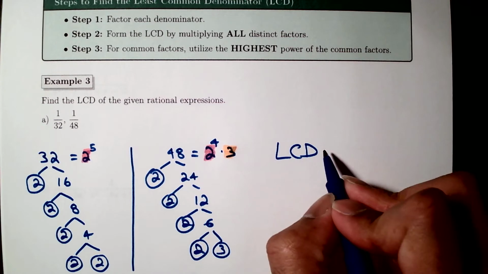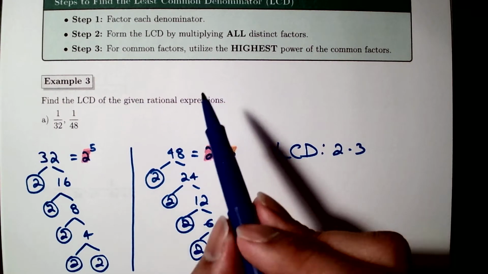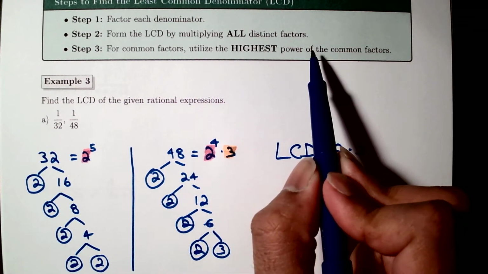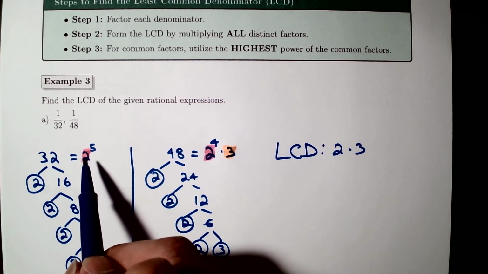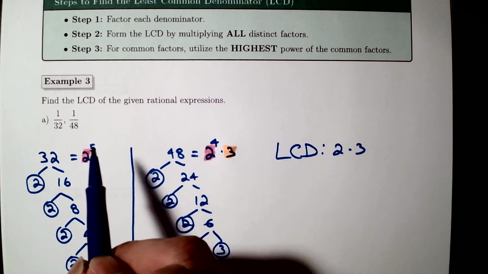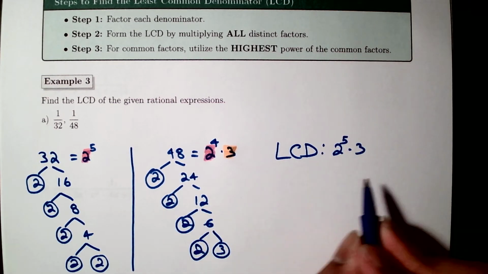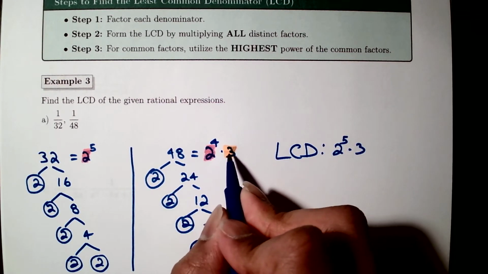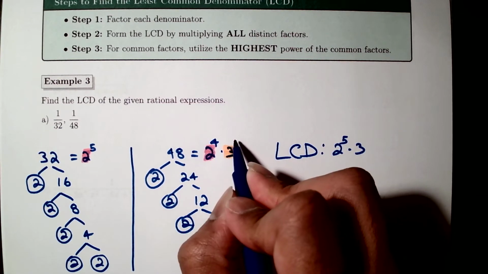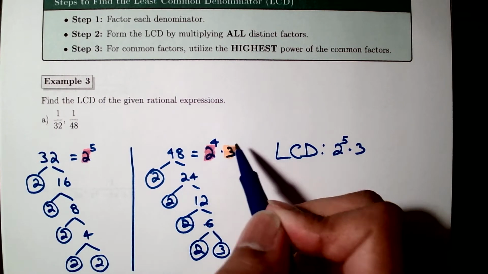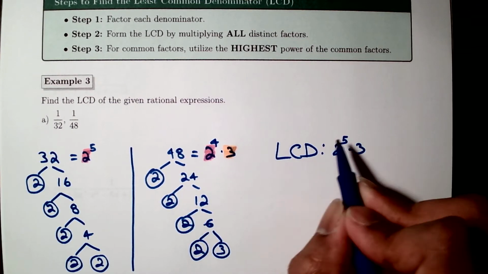Number 1, start by writing the product of the 2 distinct factors and then utilize the highest power of each. Let's look at the number 2. It appears here and there, but one of them has the highest power. The highest power is 5. And then let's observe the number 3. It only appears in the second factor, so we only put it once because the power is 1. If we had it to the second power, we would put the second power. So that's the LCD.